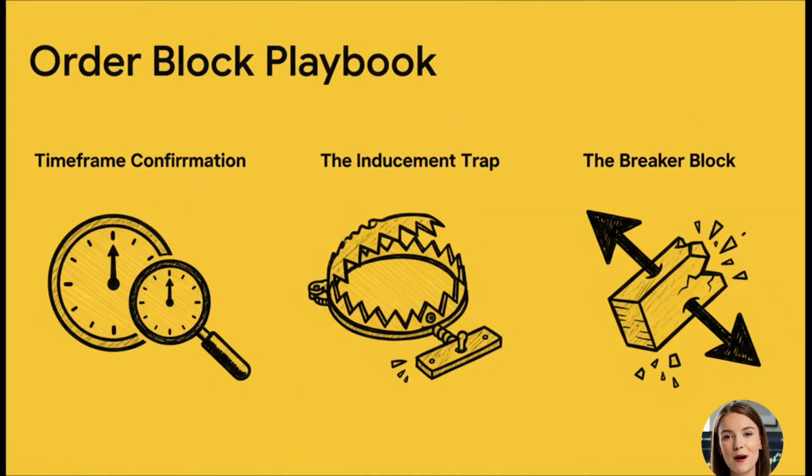So there you have it. That's your new order block playbook. 3 completely different, really powerful strategies. You've got time frame confirmation for those high probability entries, the inducement trap to trade with smart money, and the breaker block to capitalize on levels even after they fail.